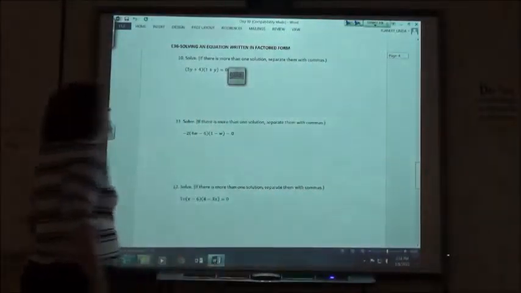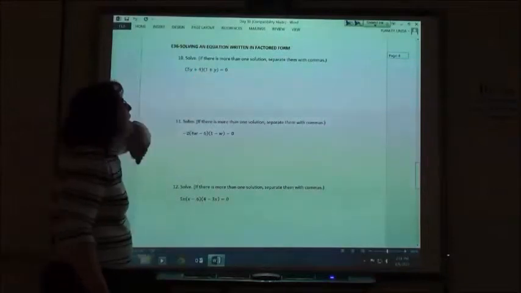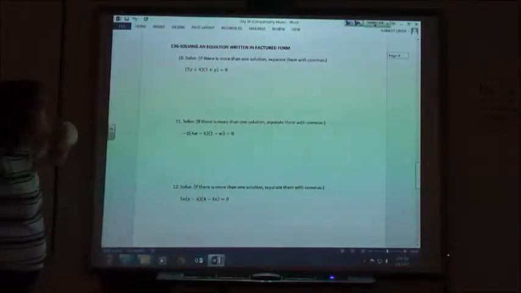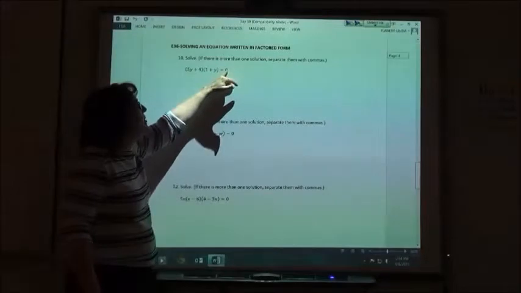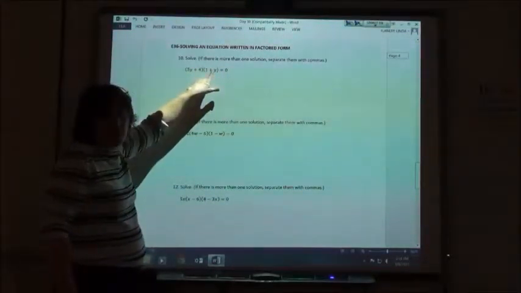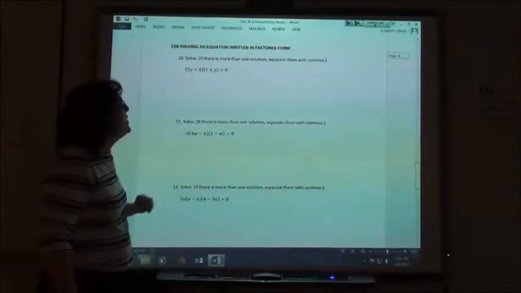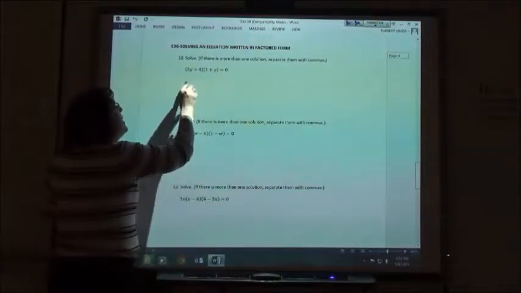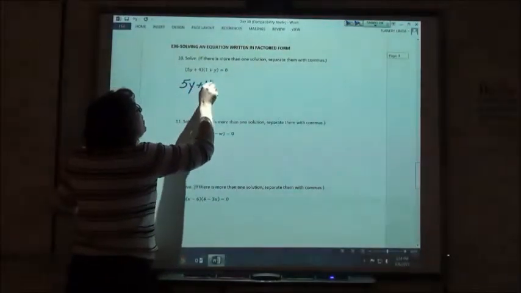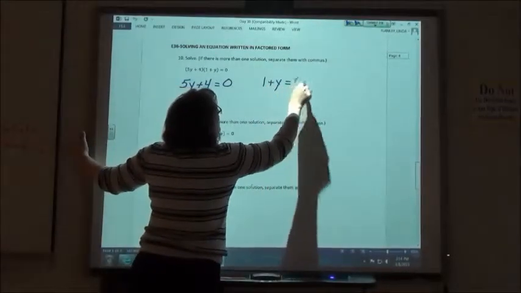Solve. If there's more than one solution, separate them with commas. In fact, for every variable we have, we should have a solution. In this case, we have two different variables. If I have something written in factored form and it is equal to 0, either this factor could be 0 or this factor could be 0, because 0 times anything is still 0. So all we're going to do is break this into two really easy problems. Either the 5y plus 4 could equal 0, or the 1 plus y could equal 0.